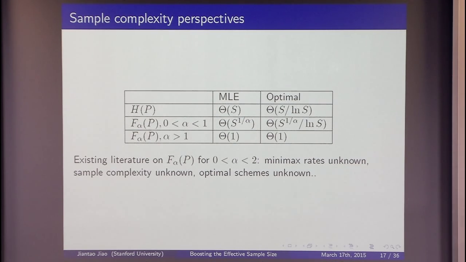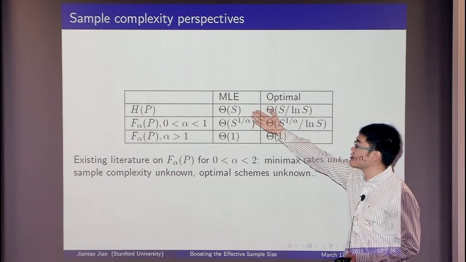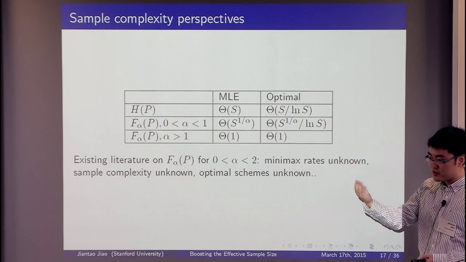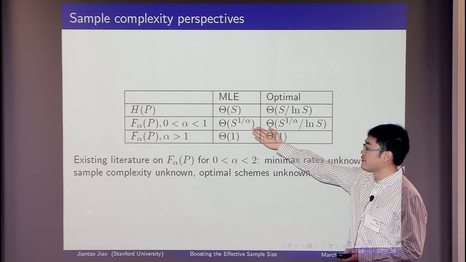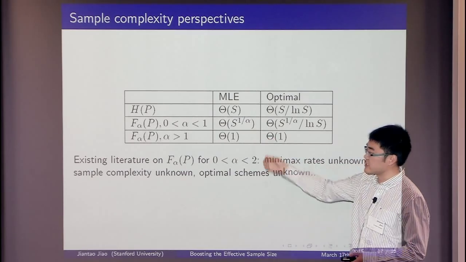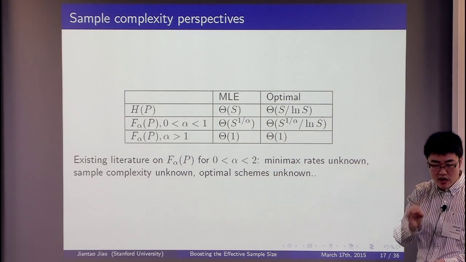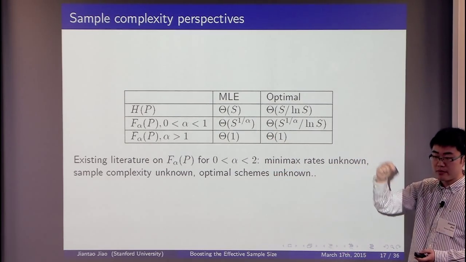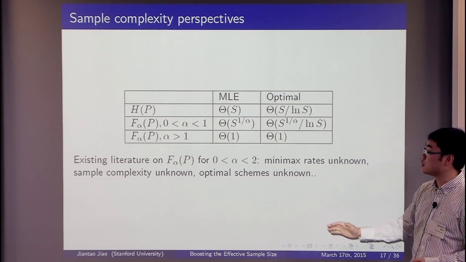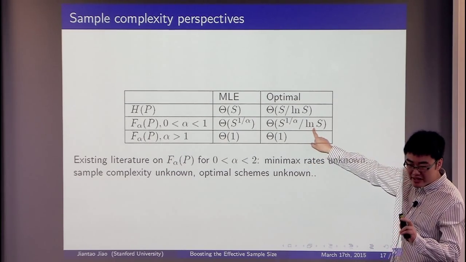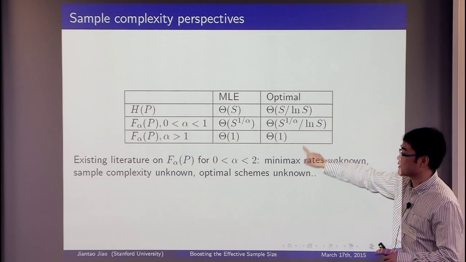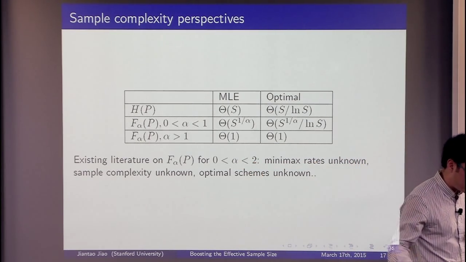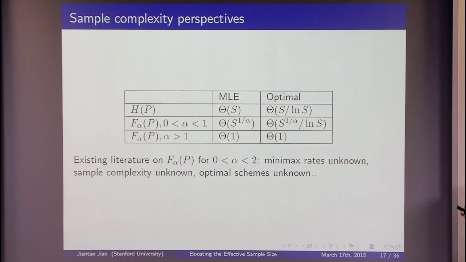We can also talk about these things from the sample complexity perspective, which is more common in the CS community. For entropy, the MLE achieves S, and the optimal is S over log S, first shown by Valiant. For F alpha, it is S to the 1 over alpha, where alpha is less than 1. So S to the 1 over alpha is actually super linear. It's really hard to do. Here, what you can actually do is slightly improve that, with a logarithmic factor. For alpha larger than 1, everything does not depend on S. So it's actually a lossy compression of our general results.